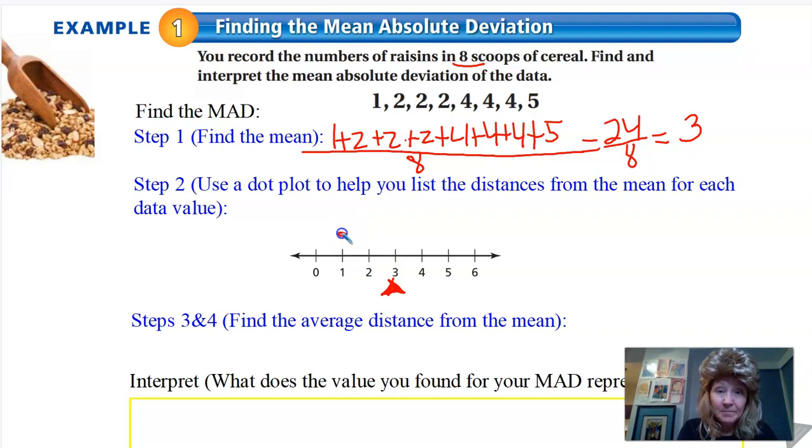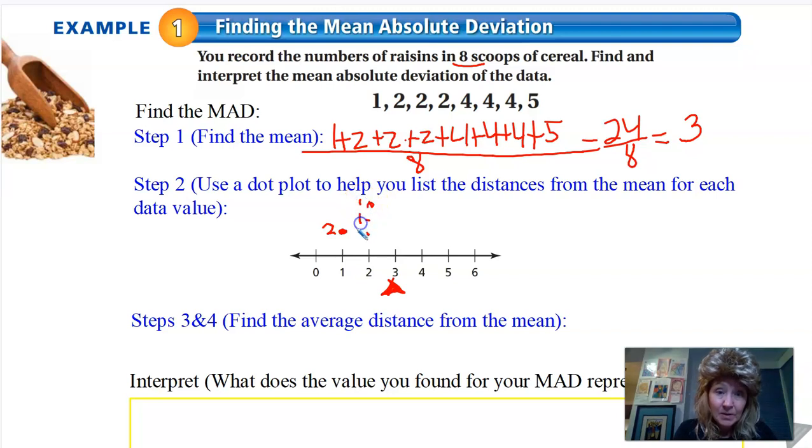Okay, so I had a 1. I want to put how many spaces away this 1 is from 3. So if I put this dot here, you can see the distance that 1 is from the average is 2 spaces. So what's the difference between 1 raisin and 3? It would be 2. So in my dot plot I can write the distance next to it as a 2. And then how many 2's are there? 1, 2, 3. So there's three 2's, and the 2's are 1 space away from the 3.